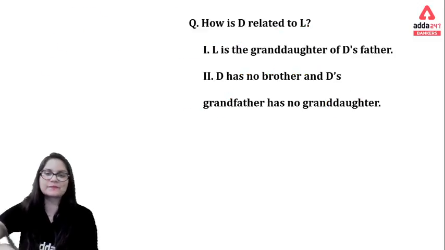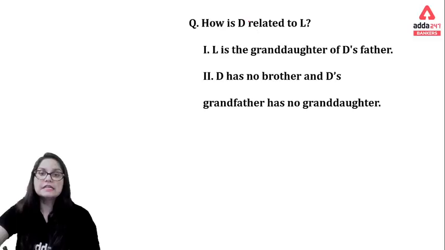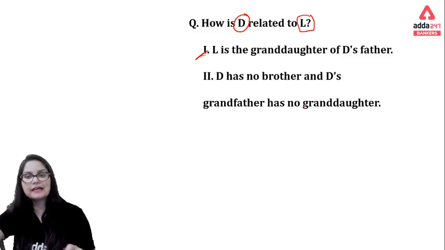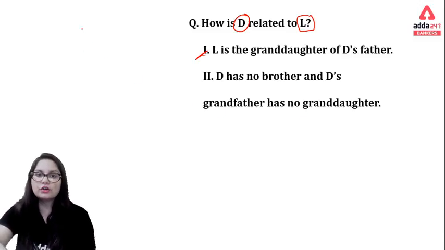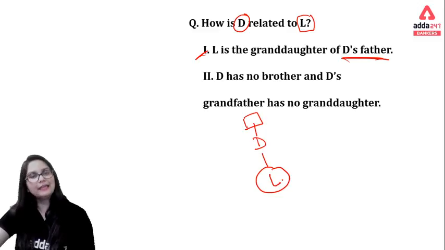Coming on the next one. The next one is on your screen. It is a blood relation question. It is asking how is D related to L. From the first sentence it is saying that L is a granddaughter of D's father. So D has a father, we don't know the gender of D, and D has a granddaughter that is named L.